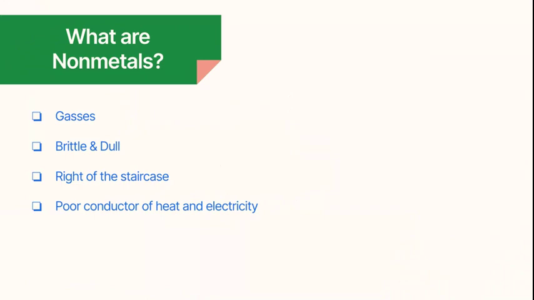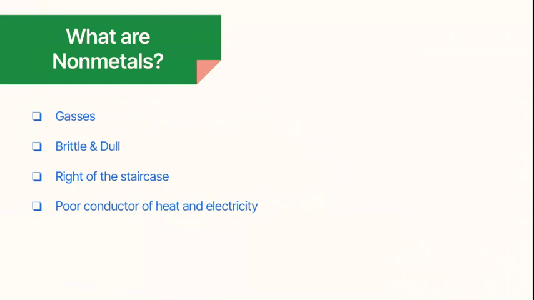What are nonmetals? So, nonmetals are gases, besides only one. Bromine is not a gas. It is actually a liquid at room temperature. So that does not count as a gas, but every other element that is a nonmetal is a gas. The nonmetals, they are brittle and they are dull. That's self-explanatory. Brittle, easily broken, dull, self-explanatory again. If you don't know, look it up.